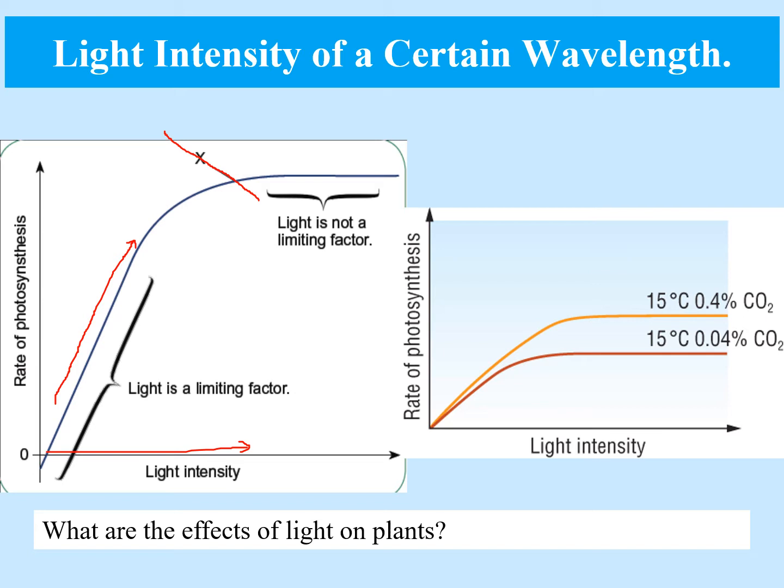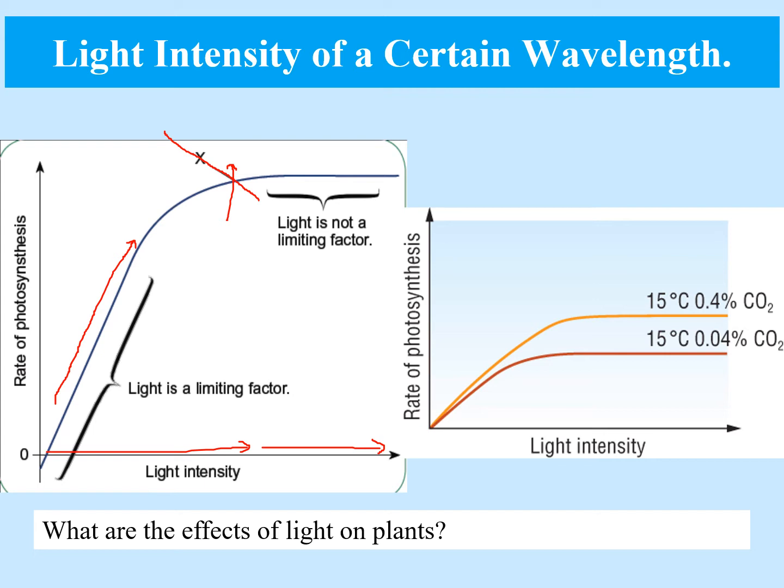But what happens after point X? I'm still increasing the light intensity, because I'm still going along the line this way, but I'm not increasing my rate of photosynthesis. It's not going up anymore. So it doesn't matter if I keep increasing light, the rate of photosynthesis isn't increasing. Therefore, my rate of photosynthesis is no longer limited by light intensity. There must be something else.